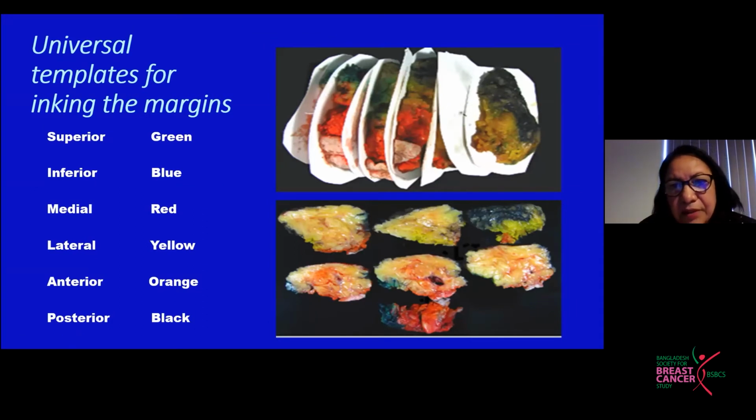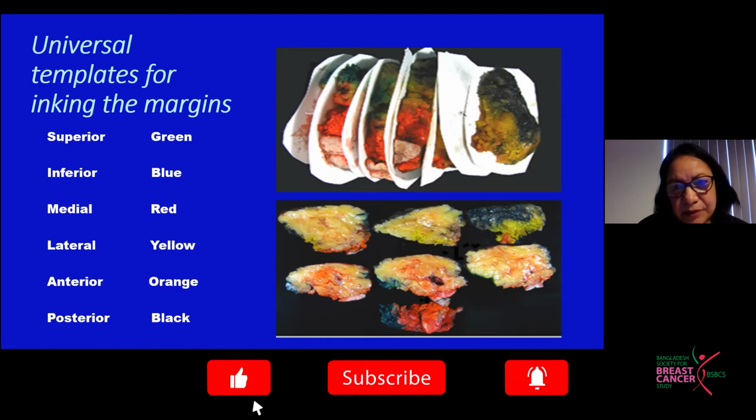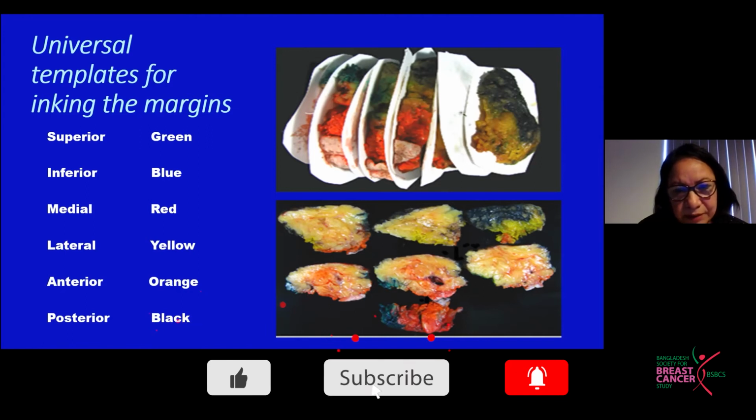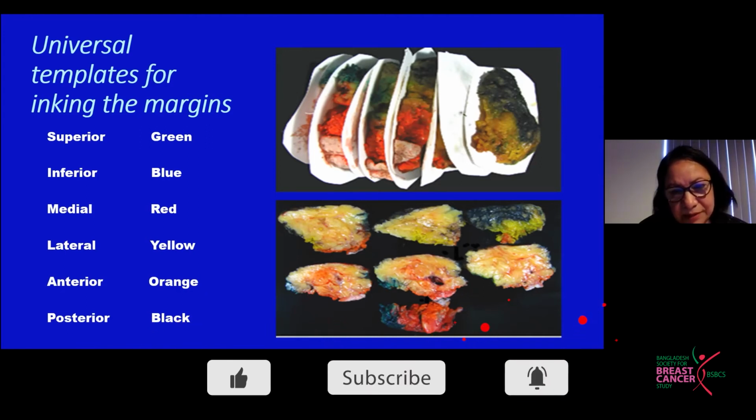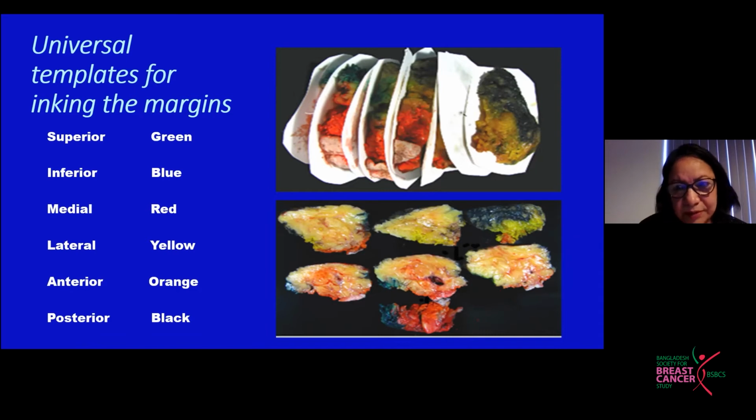As you see in this picture, after applying the 6 different colors on 6 faces, namely superior, inferior, medial, lateral, anterior, posterior, we make slices of the specimen and then keep it further in formalin for some more time, putting some tissue papers or hard cards inside so that the tissue doesn't get distorted. And you can see here the slices having multiple colors on their margins to indicate that particular margin.